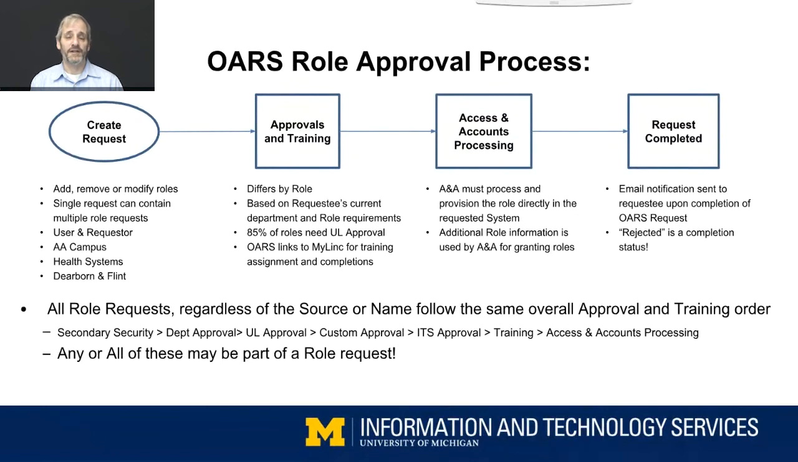All roles follow the same general path, but don't have the same components. So all roles start with secondary security, department, UL, custom, ITS, training, and then processing. Not all roles will have all these components, but they will always go in the same order if they do. Any or all of these can be part of a request.